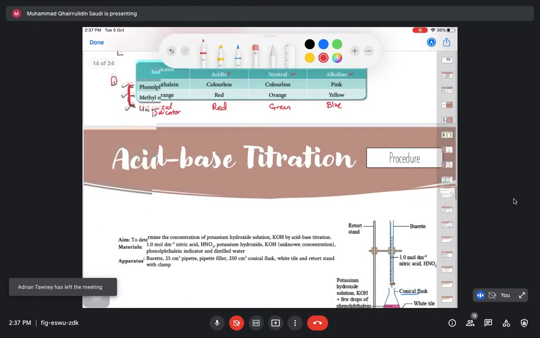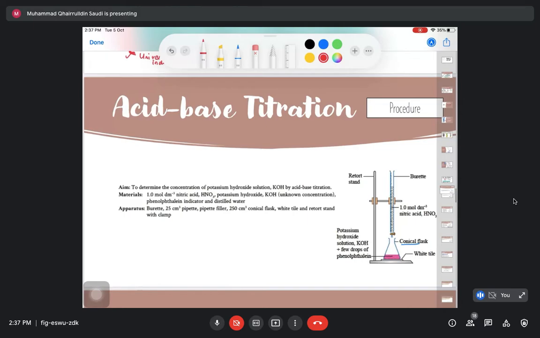So we will now go through the procedure of acid-base titration. As we know, in acid-base titration, the aim is to determine the concentration, depending on our standard solution. Tadi kita dah identify the standard solution is acid, so we will find the concentration of alkali. In this example, we want to determine the concentration of potassium hydroxide solution, our alkali. That is our aim, to find the concentration.